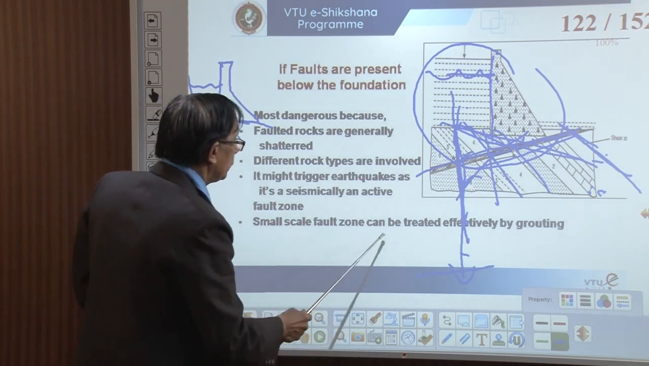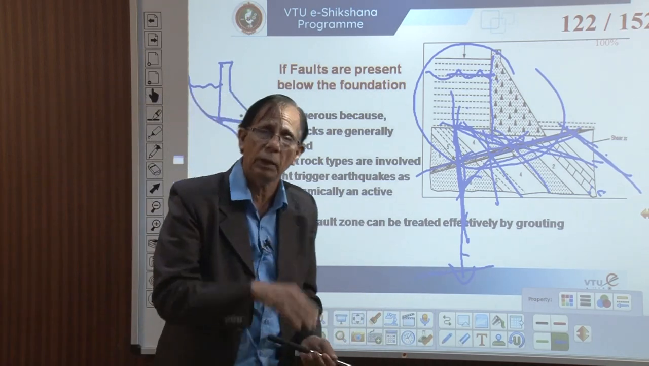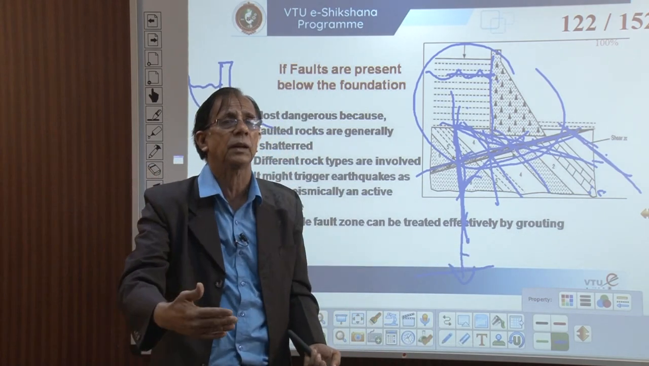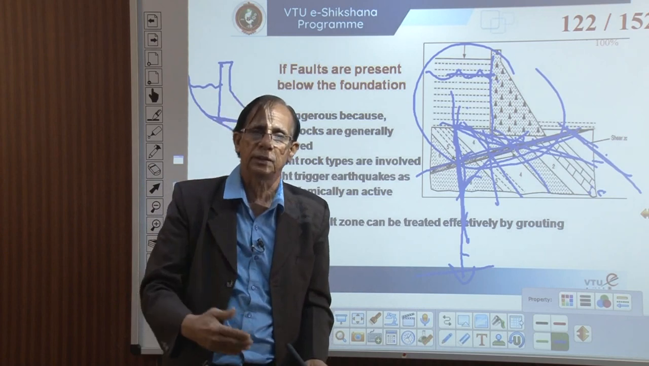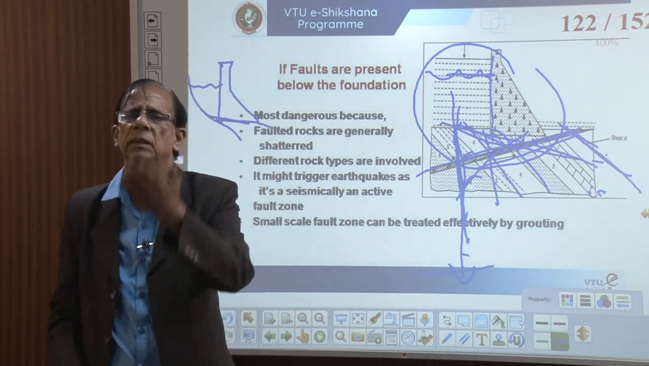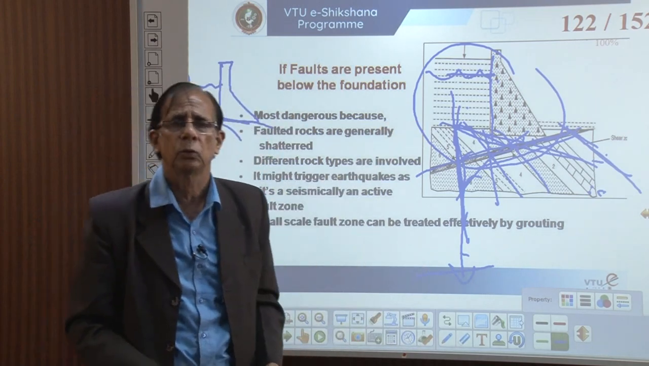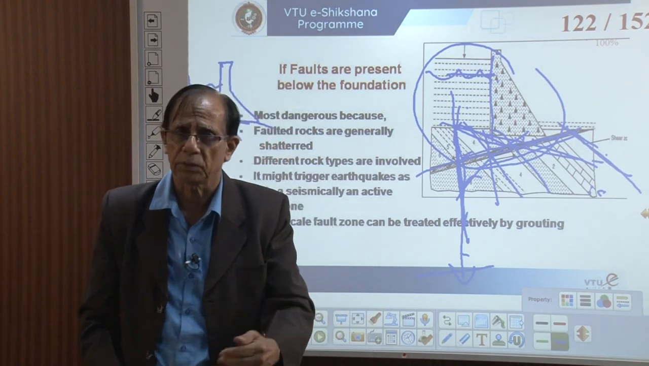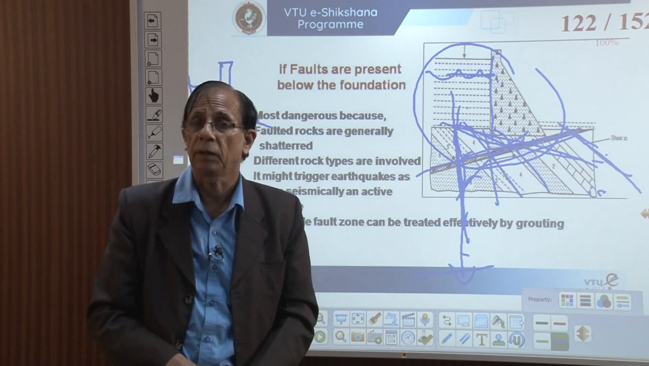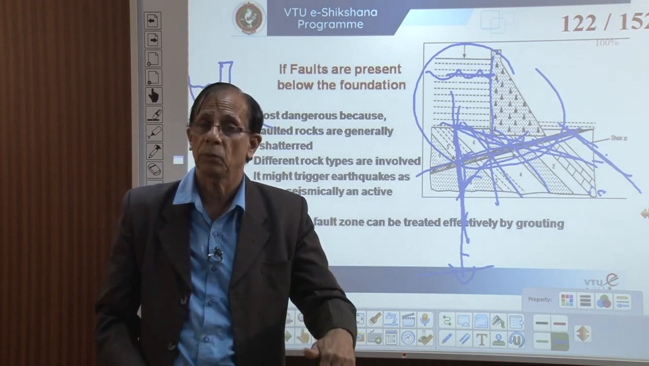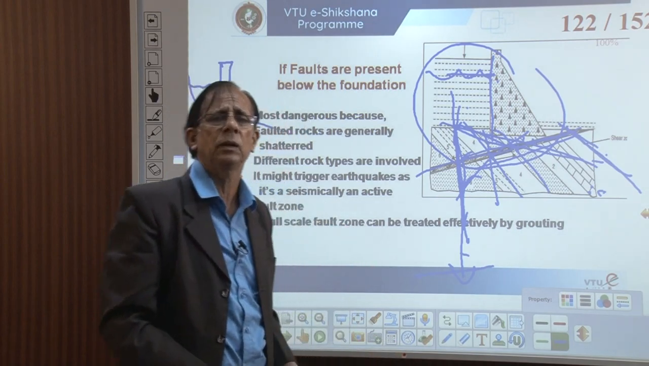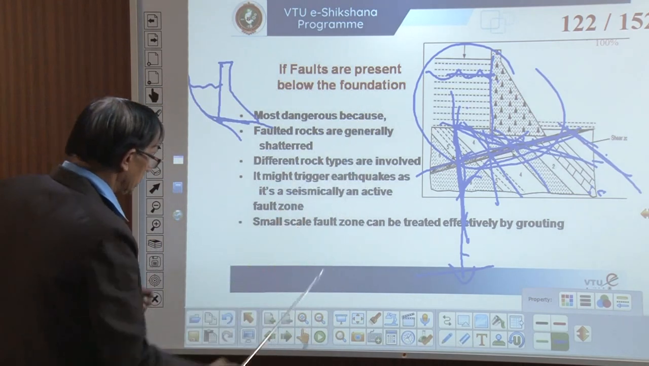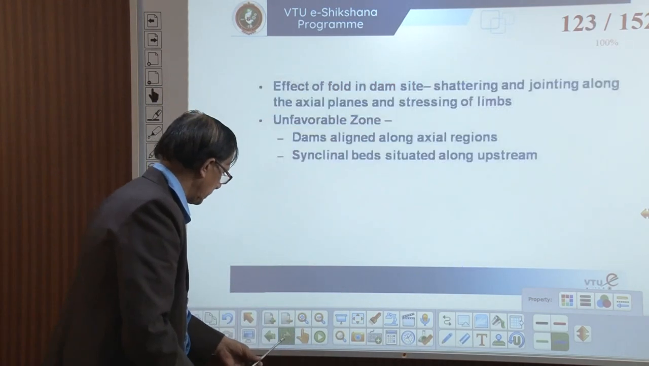A small scale fault zone can be treated effectively by grouting, but with large scale faults we cannot satisfactorily improve the site. At centimeter scale we can excavate and throw it out and get a fresh bedrock on which structures can be erected. But if it is several meters, it is not that easy or economical. Therefore, we have to thoroughly investigate for presence or absence of faults.